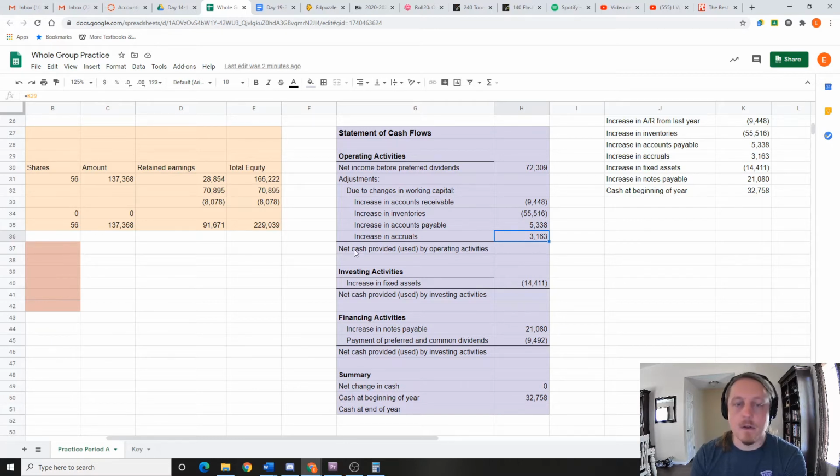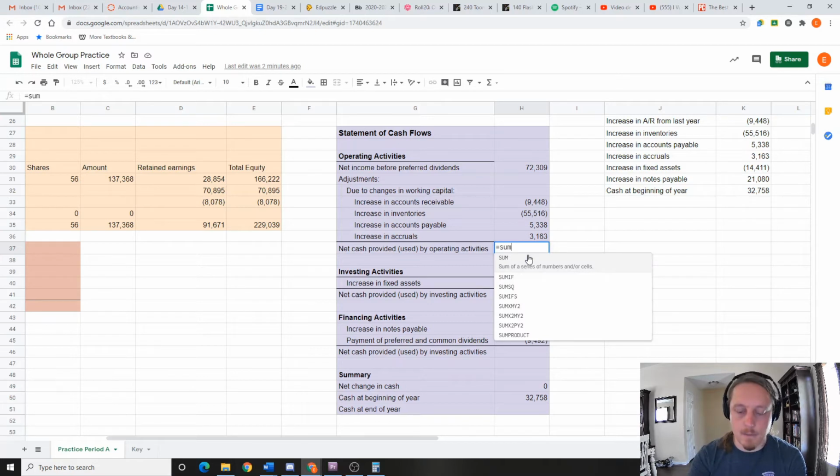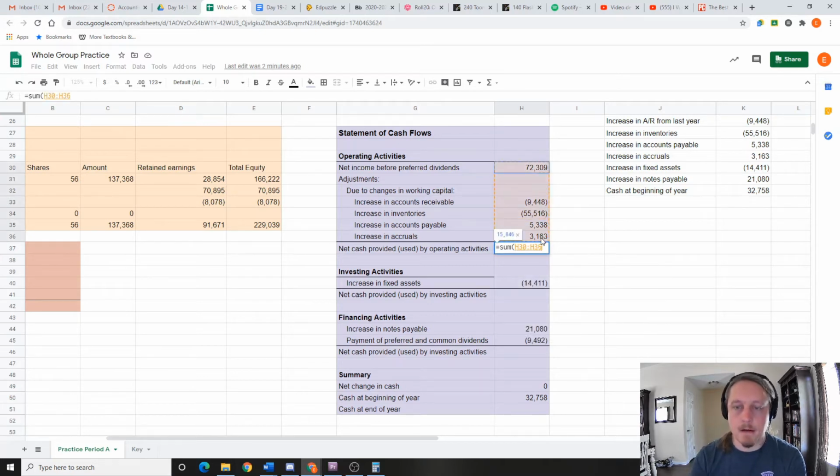Okay, so the question is how much cash was actually provided, if it's positive, or used, if it's negative, by the operating activities. So what we do is we take this equals and we add it all up. So the cash we actually got out of this year was $15,846. Good thing it's positive. If it's negative, that's a problem. But we have positive cash. We've gained cash this year to spend on things.